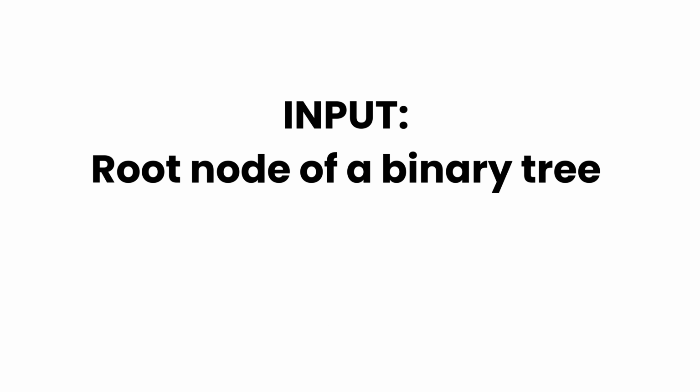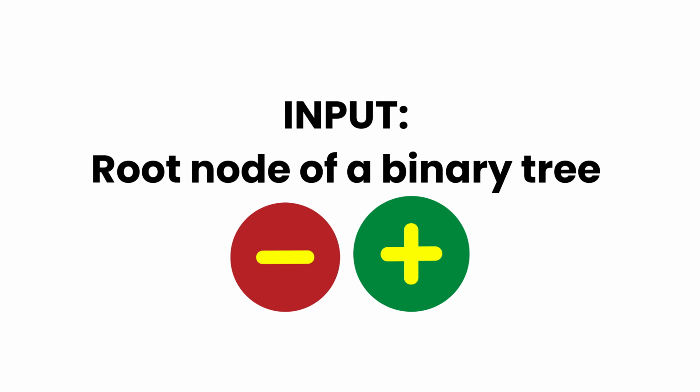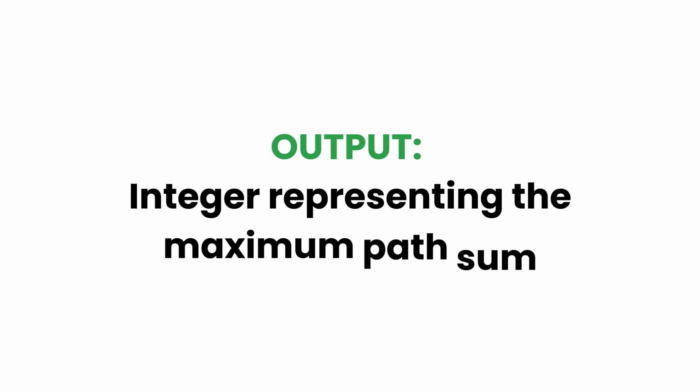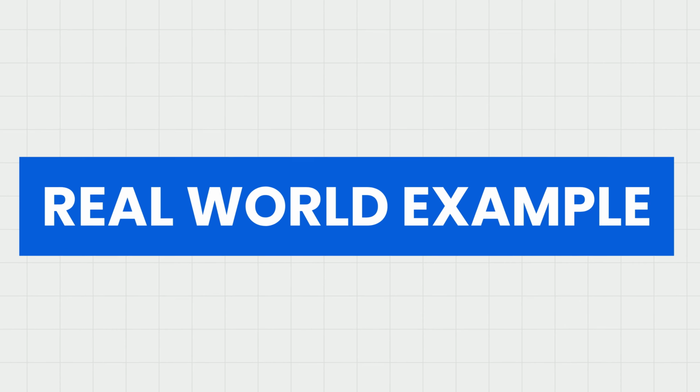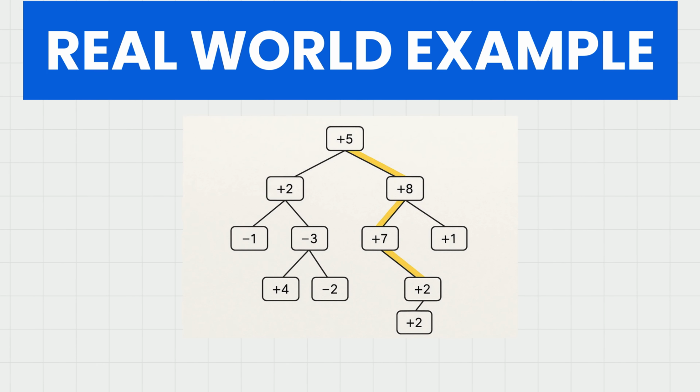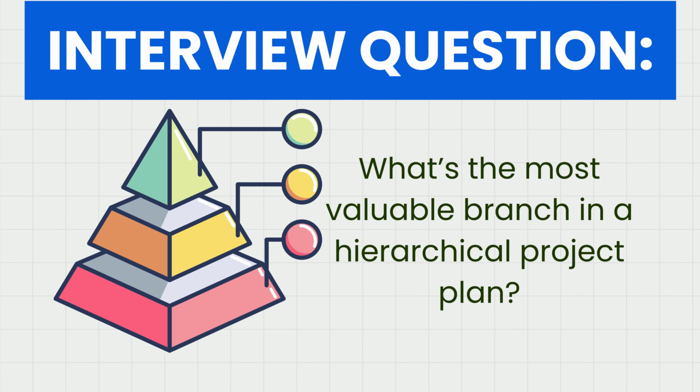Input: root node of a binary tree. Values can be negative or positive. Output: integer representing the maximum path sum. Here's a real-world example. Imagine a decision tree where each node's value represents profit or loss, and you want to find the richest sequence of decisions, even if that path bends through a parent. Interviewers might ask, what's the most valuable branch in a hierarchical project plan?